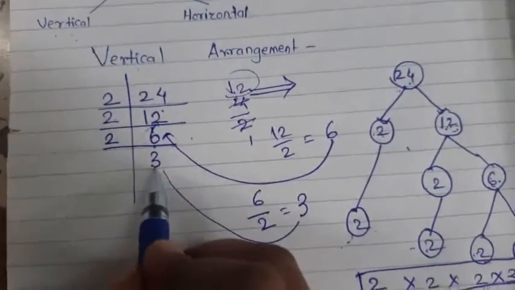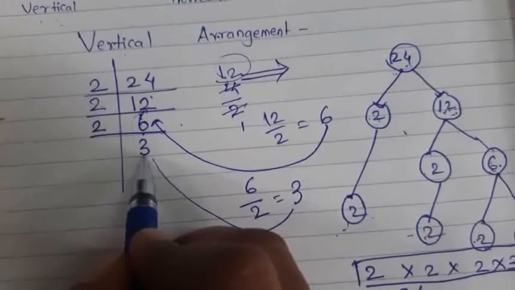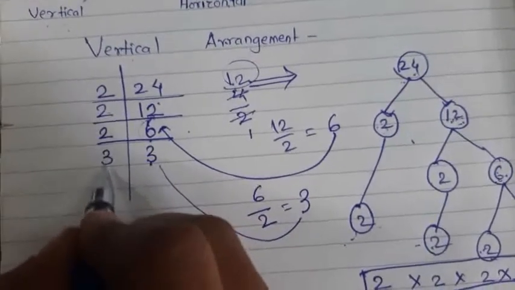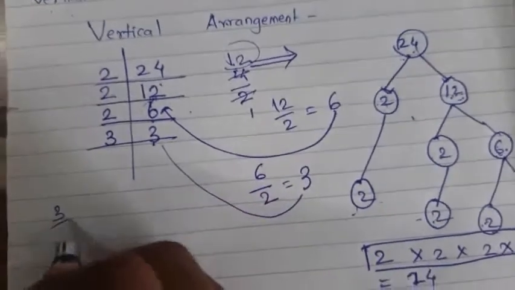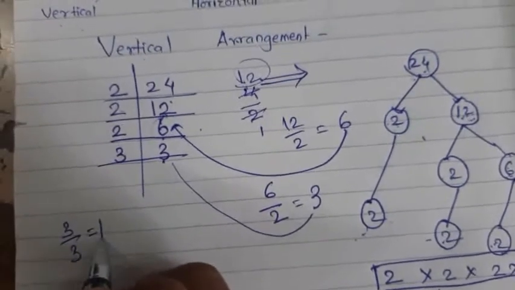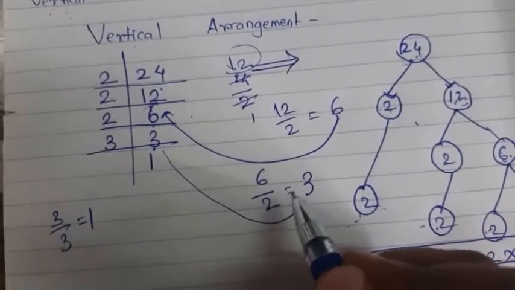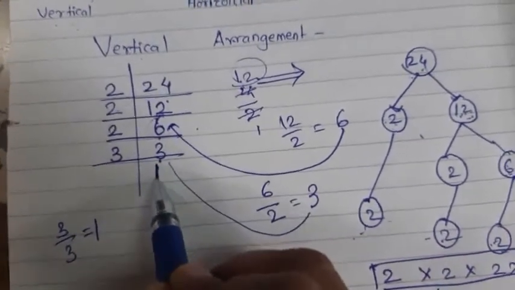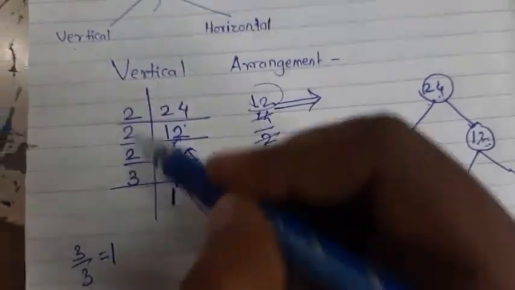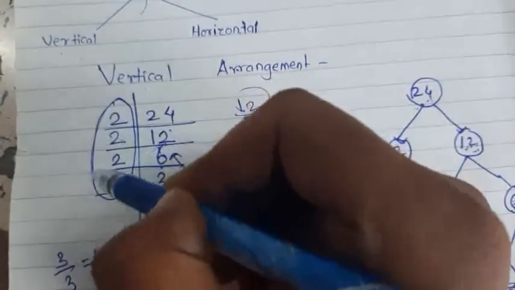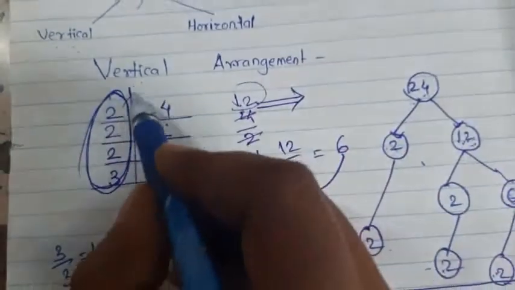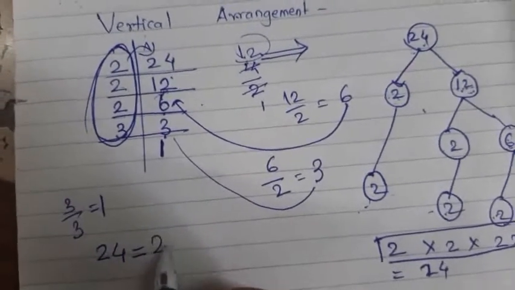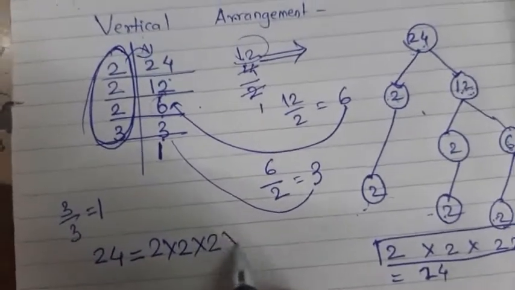Now 3 is a prime number. It is not divisible by any number; it is divisible only by itself. So here 3 will come. If 3 is divided by 3, the quotient is 1. So here the quotient is 1. We have to follow this procedure until we get the last quotient as 1. So just list down these factors. These are the factors of 24. And how can it be written? 24 is equal to 2 into 2 into 2 into 3.